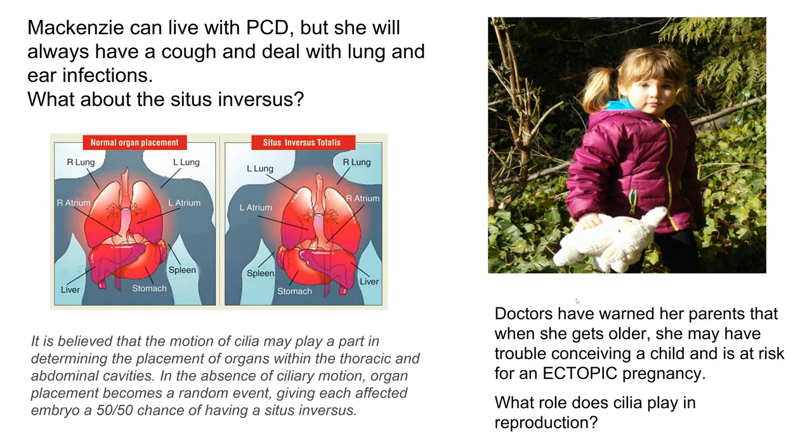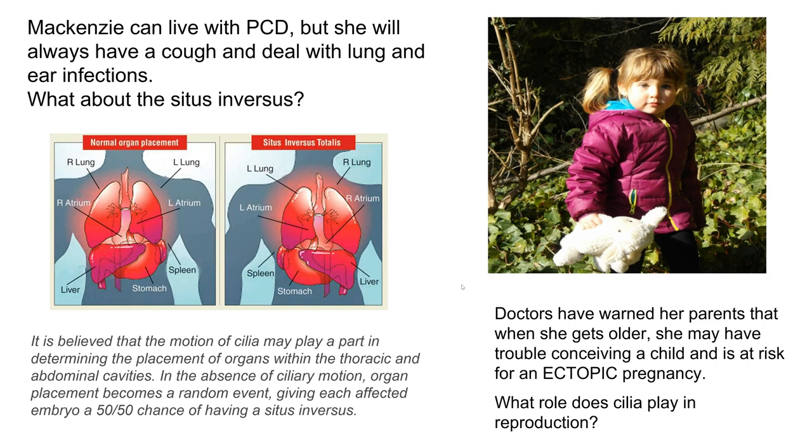In utero, when your cilia are not created correctly, we believe that cilia may play a part in determining the placement of organs within the thoracic and abdominal cavities. If your cilia are not working correctly, you have a 50-50 chance of having situs inversus. Wild, huh?